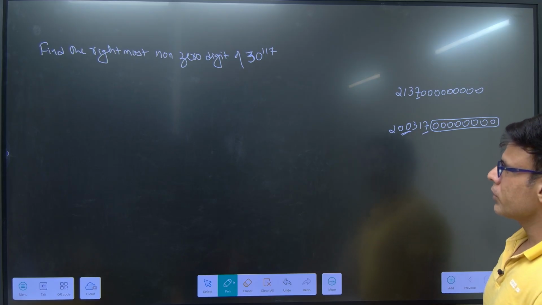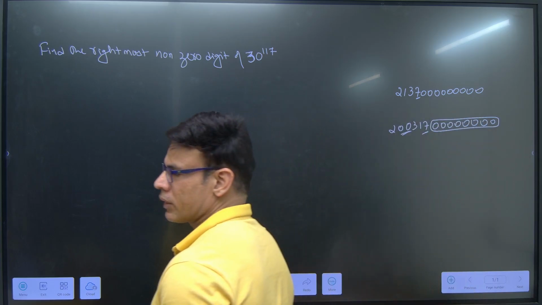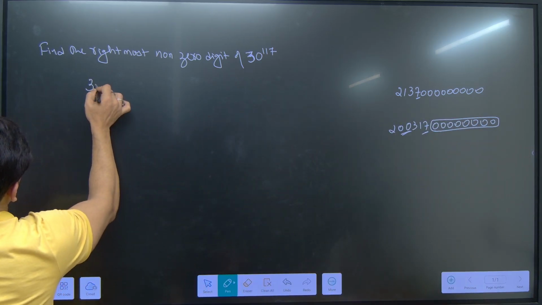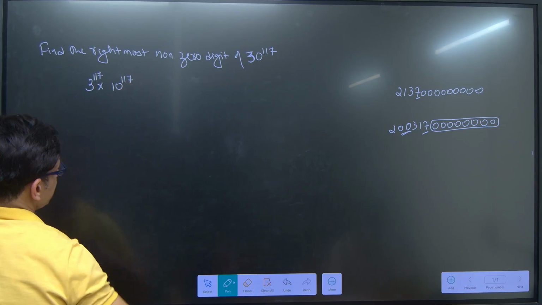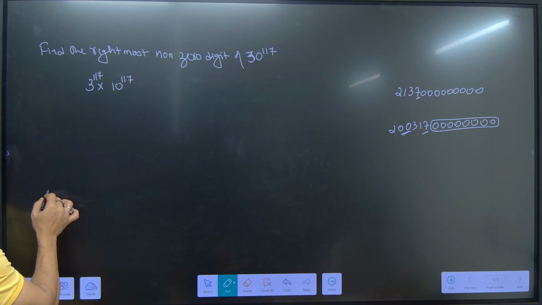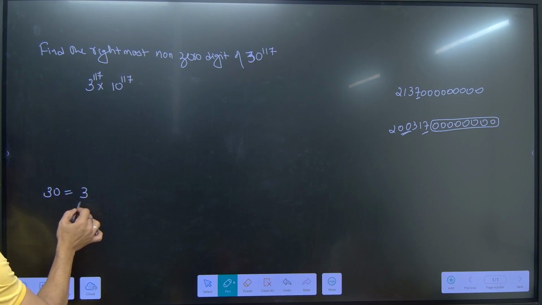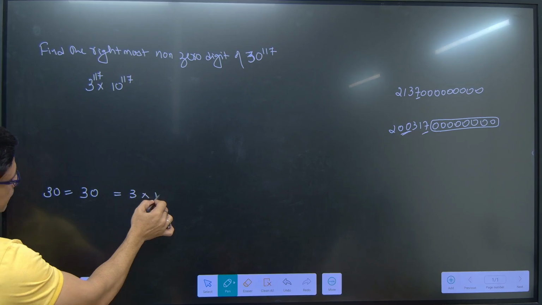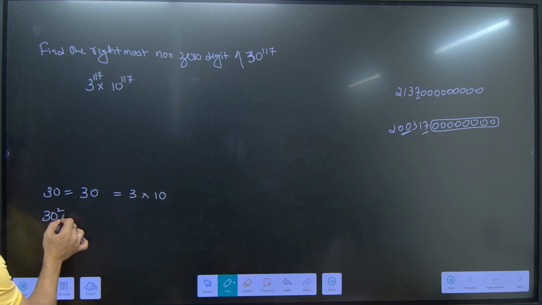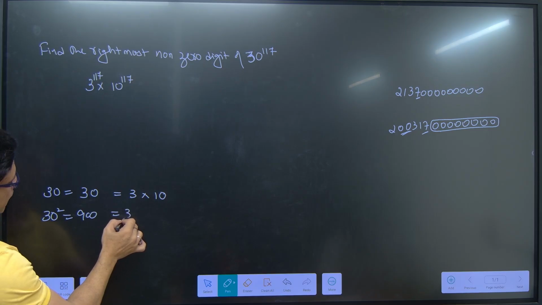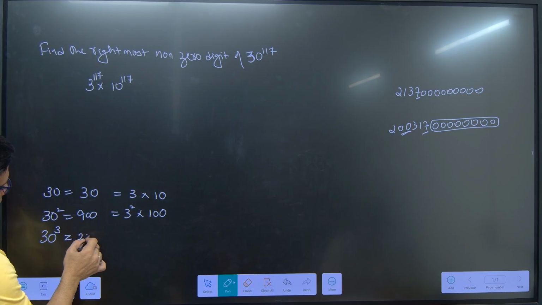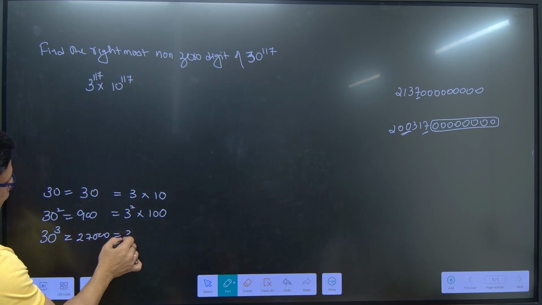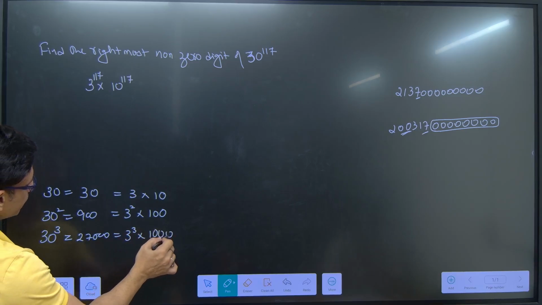You have to find out the rightmost non-zero digit of 30 raised to the power 117. Now you know that 30 raised to the power 117 can also be written like this. See, focus on this. 30 raised to the power 1 is 30, which can also be written as 3 into 10. 30 square is 900, which you can also write as 3 square into 10 square. 30 cube is, which you can write as 3 cube into 1000.